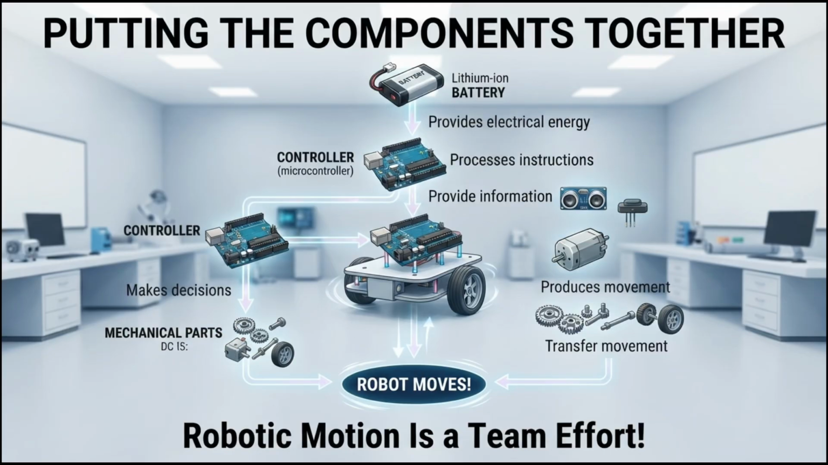Putting the components together. Imagine a simple mobile robot. The process may look like this. Battery provides electrical energy. Controller processes instructions. Sensors provide information. Controller makes decisions. Motor actuator produces movement. Mechanical parts transfer movement. Robot moves. See? No single component does everything. It is a team effort.